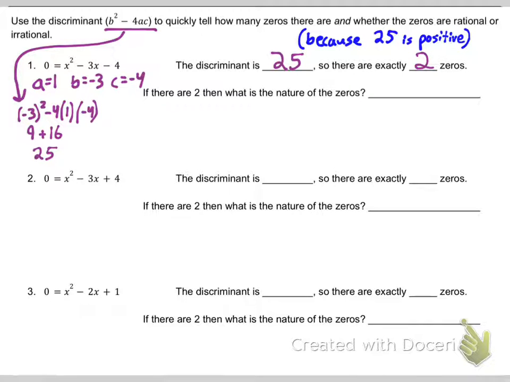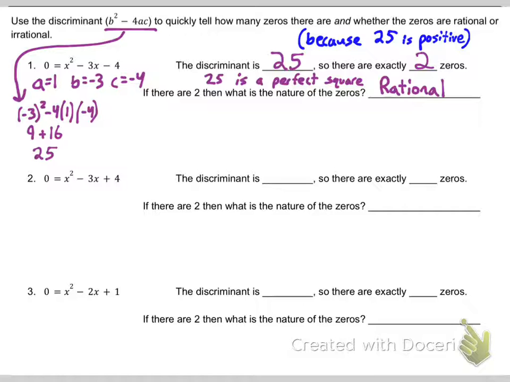If there are 2, then what is the nature of the zeros? I need to answer this next question because there are 2 zeros. Well, 25 is a perfect square. That means that there are going to be 2 rational roots. So for the nature of the zeros, I'm just going to write the word rational.